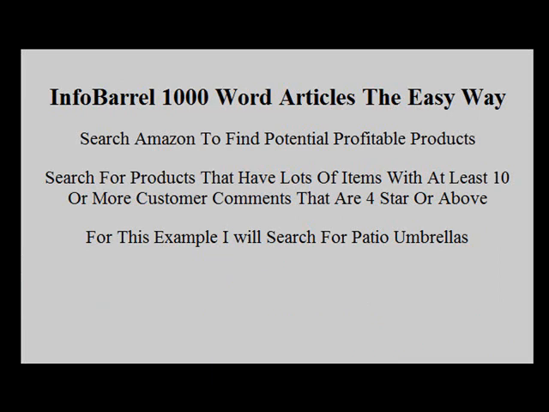To get started writing articles, I like to find profitable or potentially profitable products. One quick way of doing that is to search Amazon to find potentially profitable products. I search for products that have lots of items with at least 10 or more customer comments that are 4-star or above. Now for this example, I'll search for patio umbrellas.